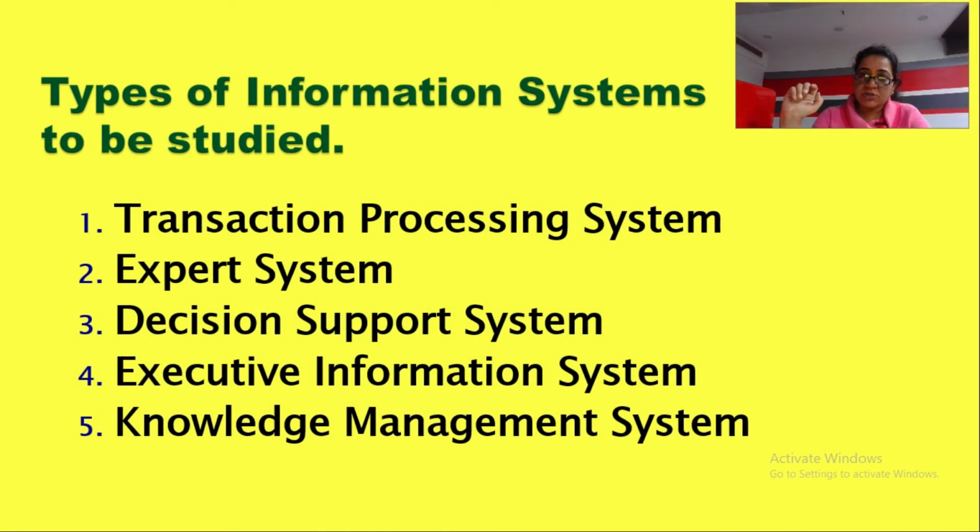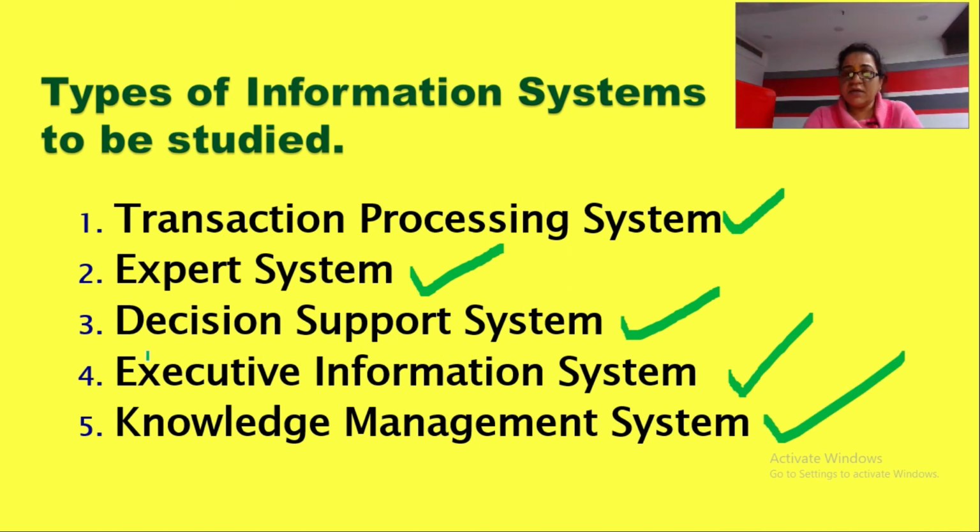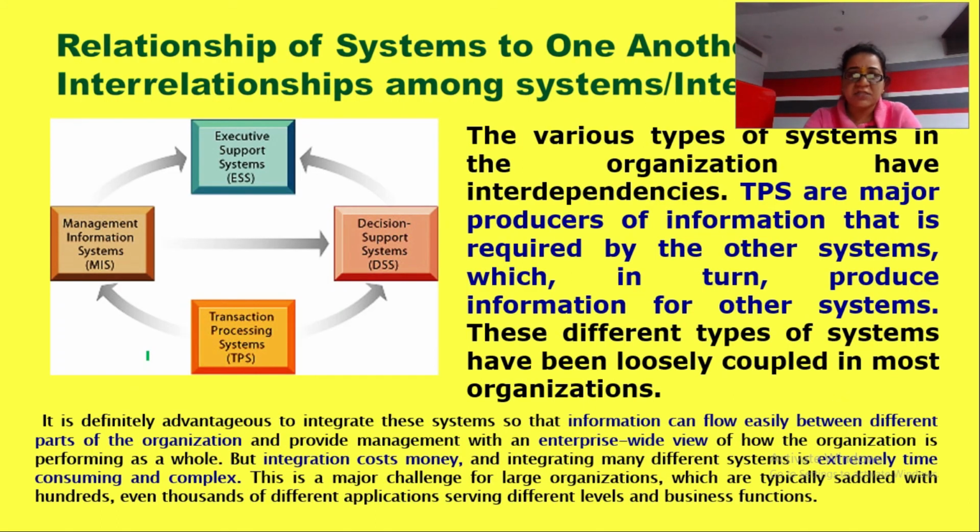Which are the information systems which we have to study now? First is the transaction processing system, which works at the lowest level. Expert systems, though they are used at a very high level, we'll be studying also. Decision support system, at a middle level it is used. Executive information system, and we'll be talking about knowledge management system. Management information system we have already discussed in detail as it's the main subject.